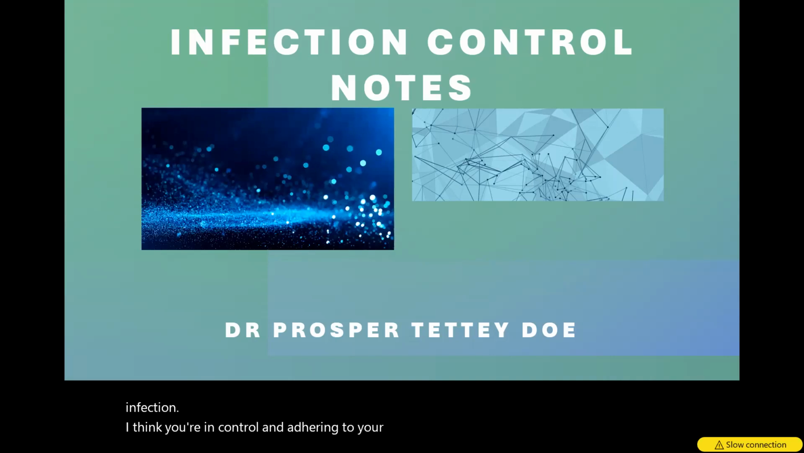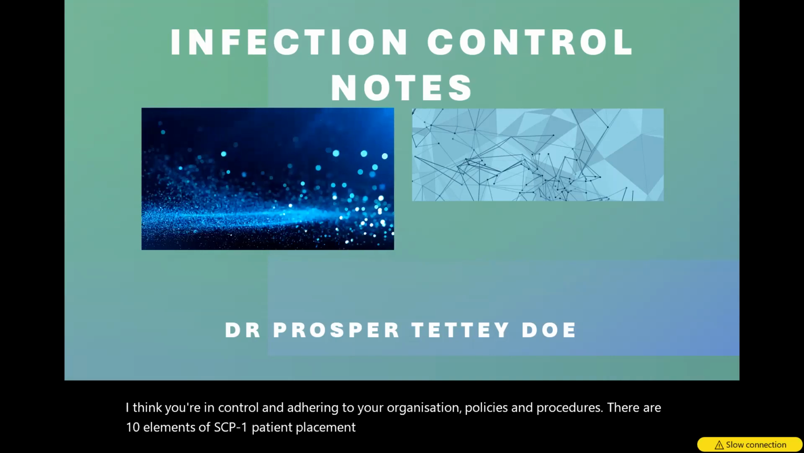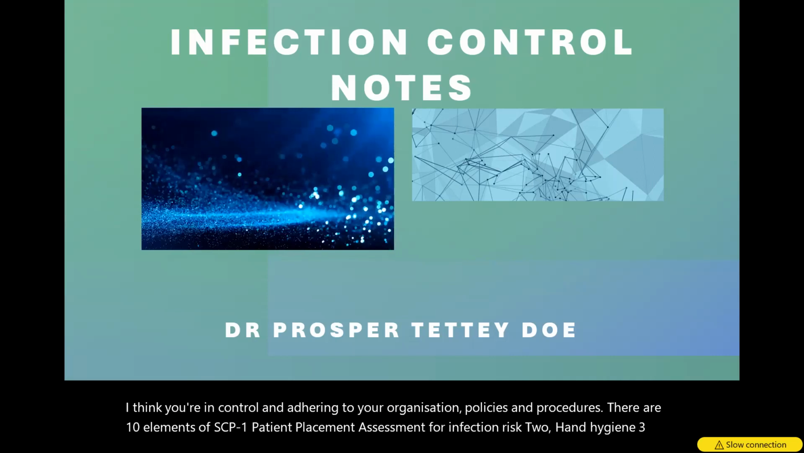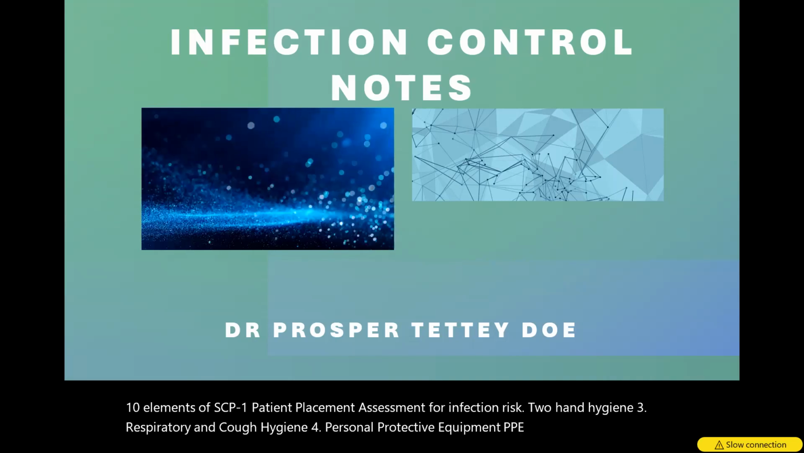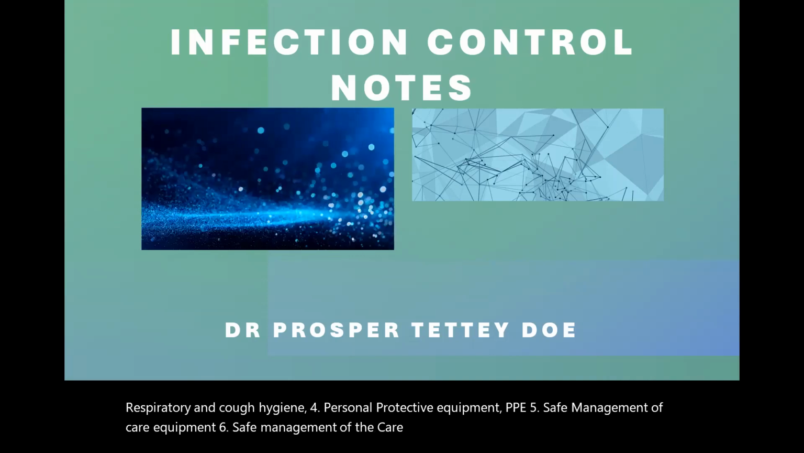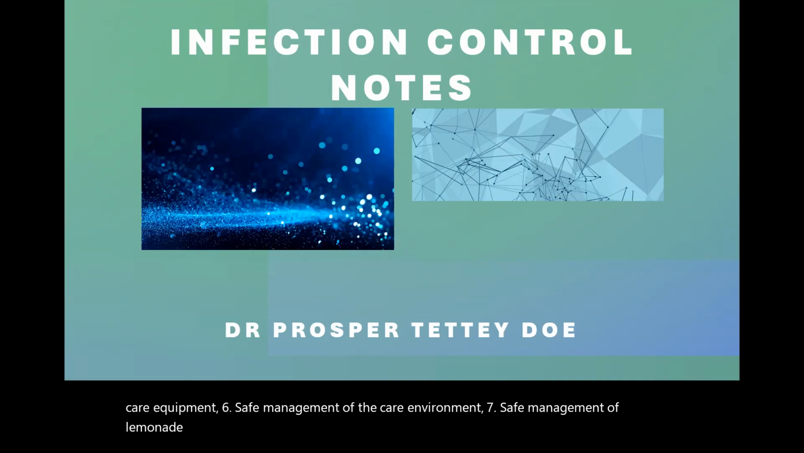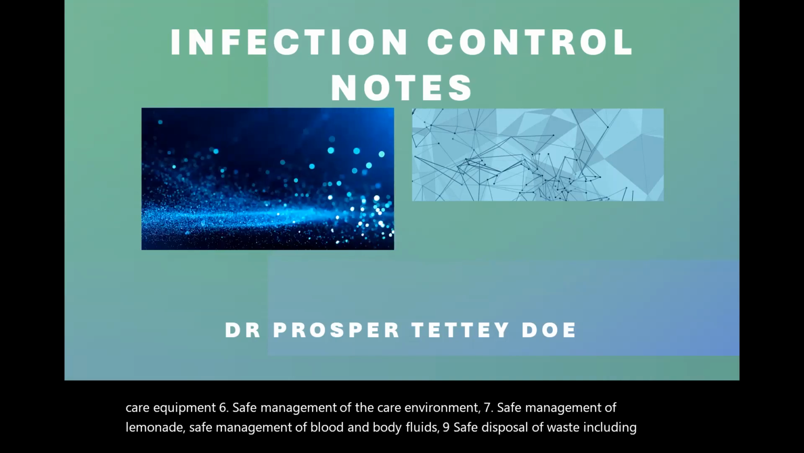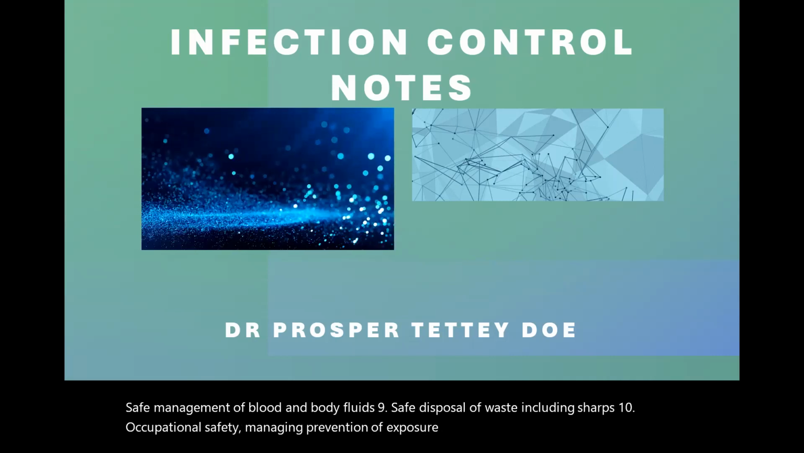There are 10 elements of SICPs. 1. Patient placement, assessment for infection risk. 2. Hand hygiene. 3. Respiratory and cough hygiene. 4. Personal protective equipment, PPE. 5. Safe management of care equipment. 6. Safe management of the care environment. 7. Safe management of linen. 8. Safe management of blood and body fluids. 9. Safe disposal of waste, including sharps. 10. Occupational safety, managing prevention of exposure, including sharps.